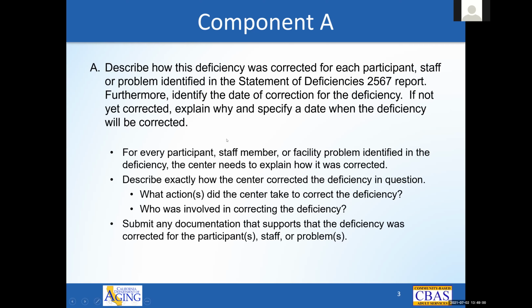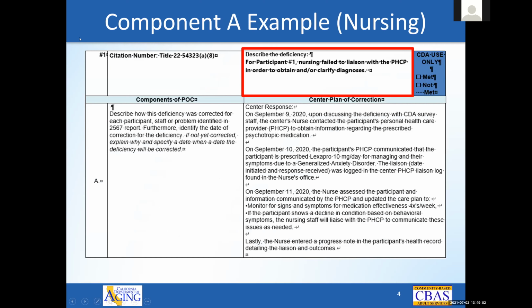So next we will have a nursing example. Thanks, Whitney. So for component A, in this example, we will be looking at a nursing citation. And the deficiency is that for participant number 1, nursing failed to liaison with the primary healthcare physician in order to obtain and or clarify a diagnosis. Now, in this example, the response is the following.